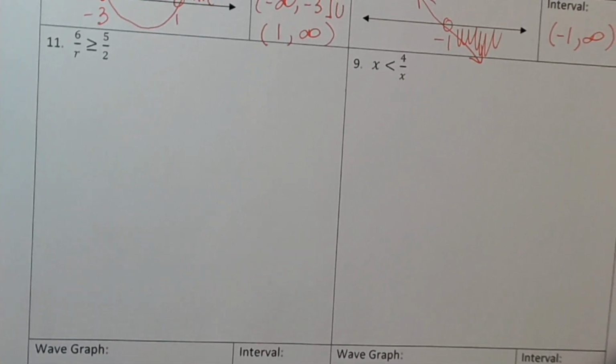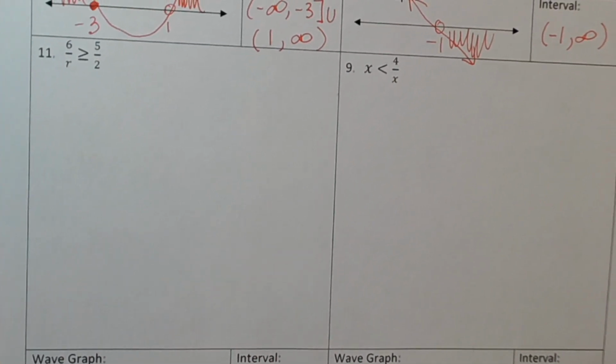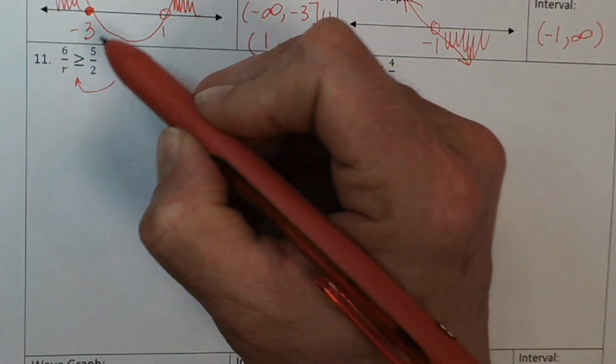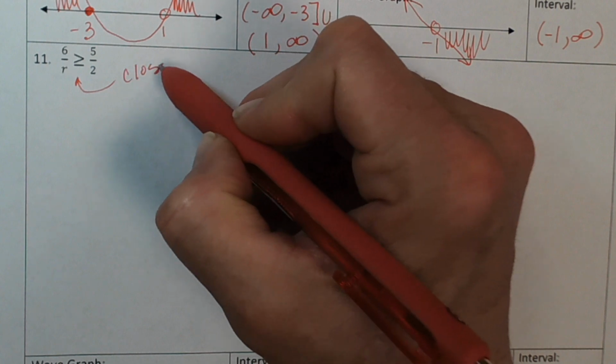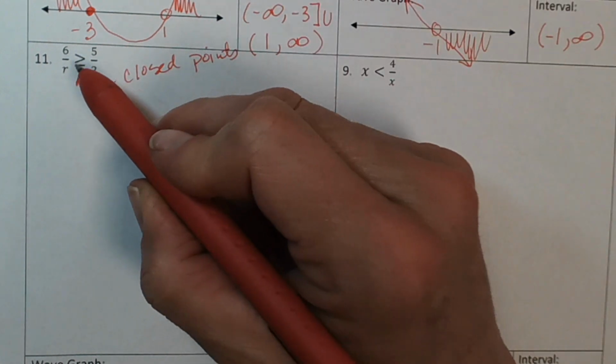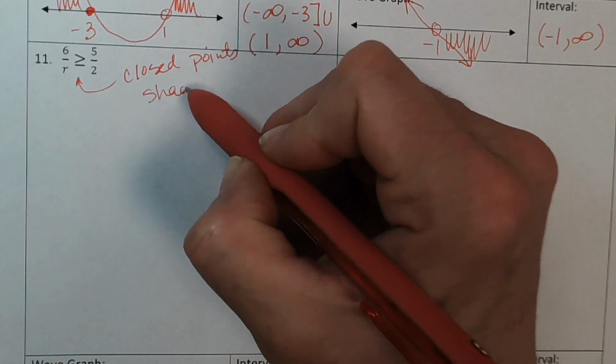All right, 2 more. So again, first thing, I'm going to look at my inequality symbol and decide, what do I know about it? Okay, I see it's going to have closed points because there's an equal sign. It's greater than, so I know I'm going to shade above.